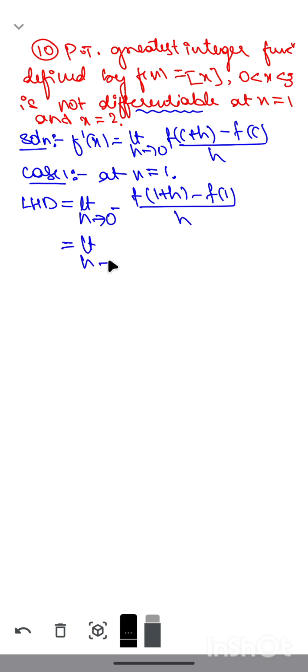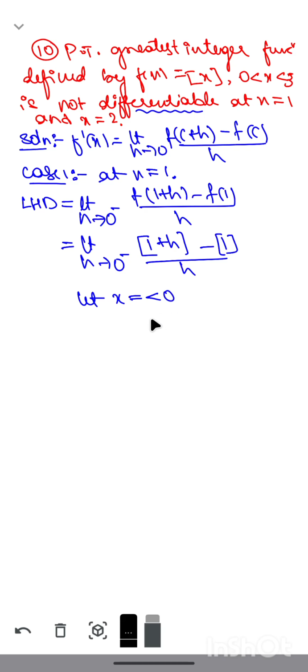Accordingly, we get limit h tends to 0 minus of f of 1 plus h, which is nothing but the greatest integer value of 1 plus h minus the greatest integer value of 1, whole divided by h. Now see, when the value of h is lesser than 0, you can assume that the value of x must be lesser than 0. Lesser than 0 means you can take the value of x as minus 0.5. If I take the value as minus 0.5, we get 1 minus 0.5, which is nothing but 0.5.